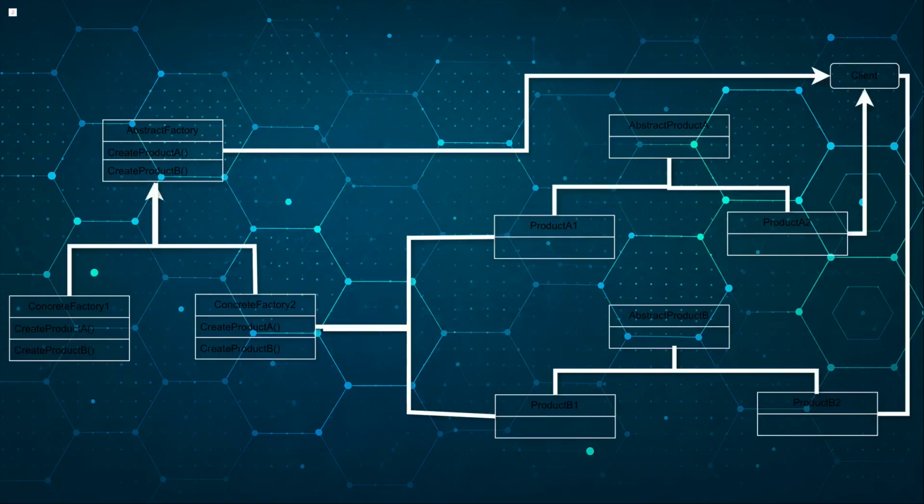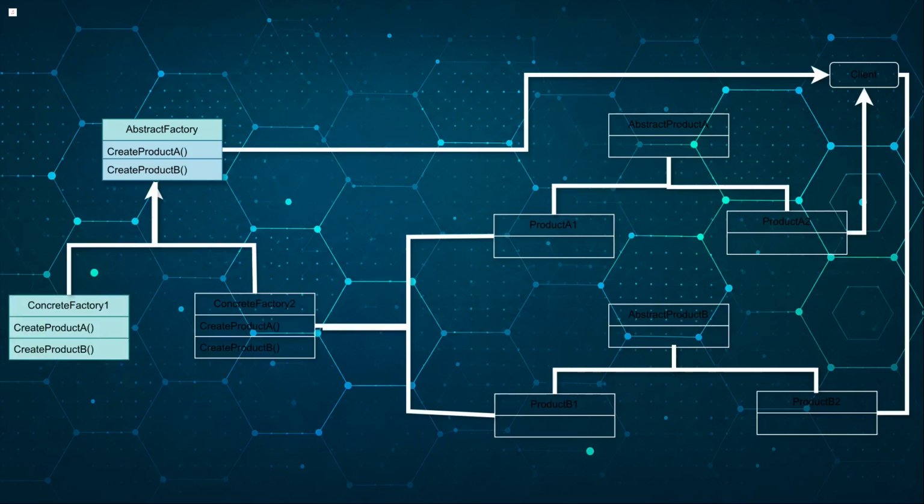UML for the abstract factory. Abstract factory declares an interface for operations that create abstract products. Defines methods for creating each kind of product family member. Separates product creation from concrete implementation details. Uses Python abstract base classes to enforce consistent factory behavior.